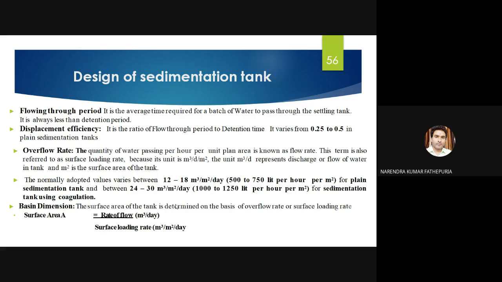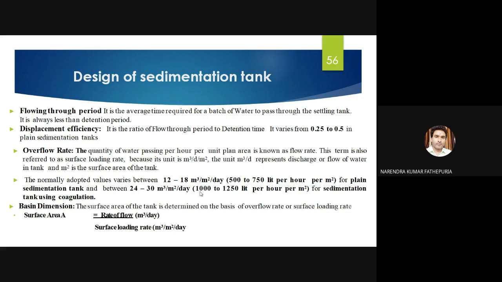So what is overflow rate? The quantity of water passing per hour per unit plan area is known as the overflow rate. This term is also referred to as surface loading rate. So the unit will be meter cube per day per meter square. These things we have discussed. The normally adopted value will be 12 to 18 meter cube per meter square per day. You can also write it as 500 to 750 liter per hour per meter square for the plain sedimentation tank. And if coagulation is added with this, then 24 to 30 meter cube per meter square per day. So these things we have discussed last time.